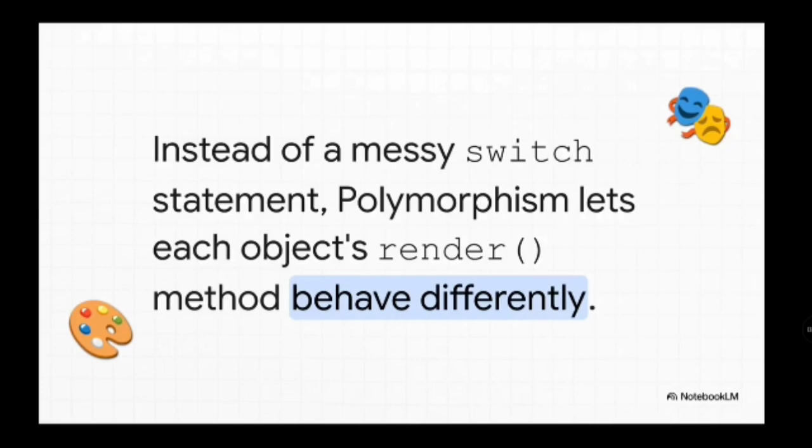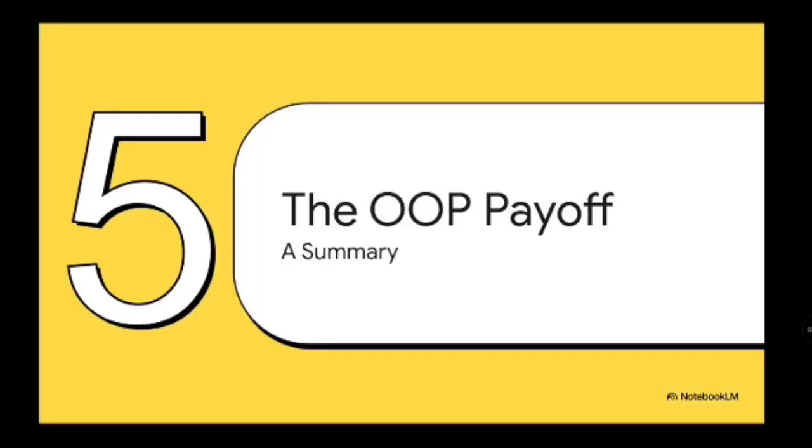And the cool part is the text box object knows how to draw a text box, and the checkbox object knows how to draw a checkbox. It's one single command that results in many different correct behaviors. It's incredibly powerful. And there you have it. Those are the four big ideas, the pillars holding up the whole philosophy of object-oriented programming.